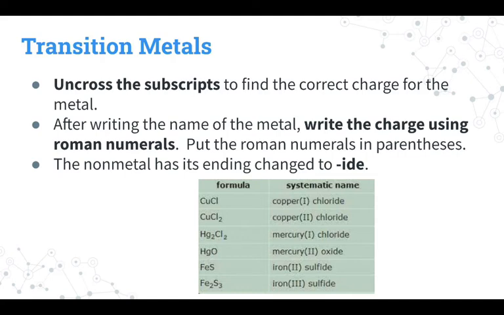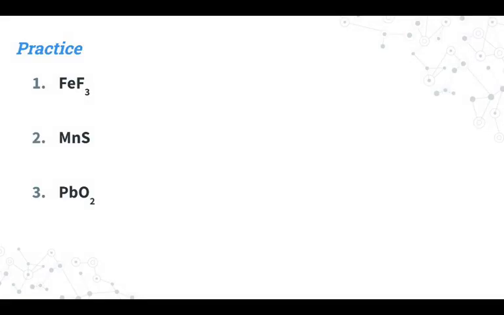Okay, so going from our formula to name is a little bit more difficult with our transition metals. So what we are going to do is uncross the subscripts to find out what the correct charge is for the metal. After writing the name of the metal, we're going to write the charge using Roman numerals, put the Roman numeral in parentheses, and the nonmetal will have its ending changed to IDE. So let's take a look at a few examples.